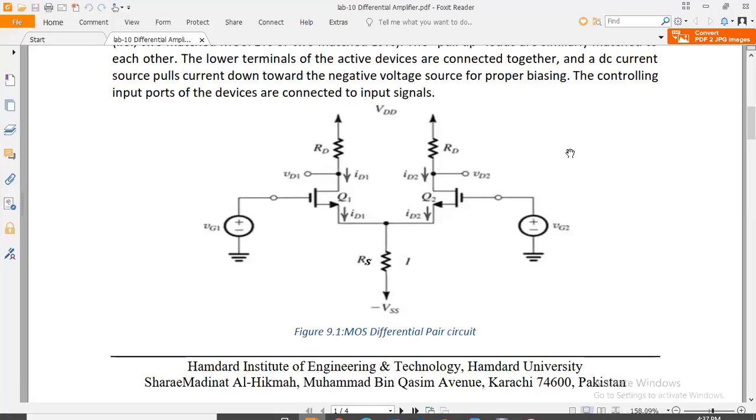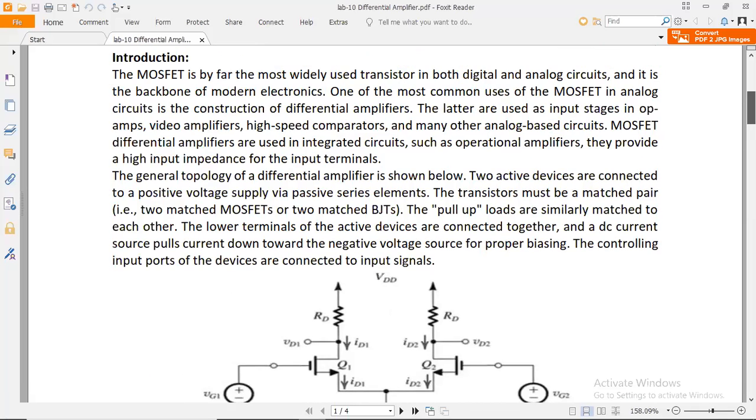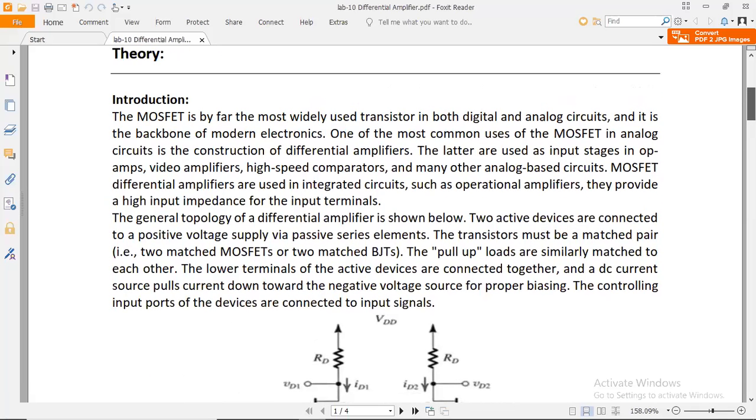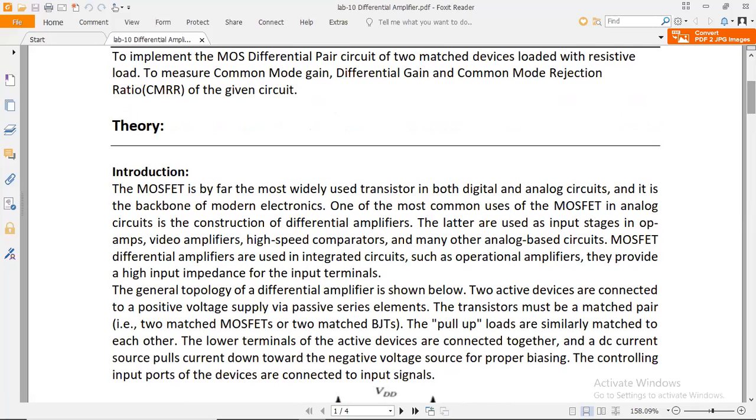So I'm sharing my screen. Coming to the differential amplifier: this is the MOSFET-based differential amplifier theory, the introduction. MOSFET is by far the most widely used transistor. The differential MOSFET amplifier is a widely used variety of amplifier.